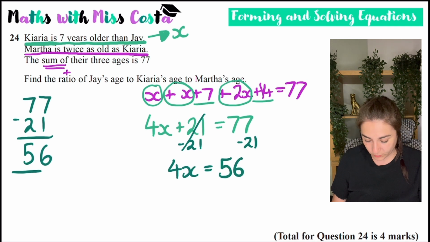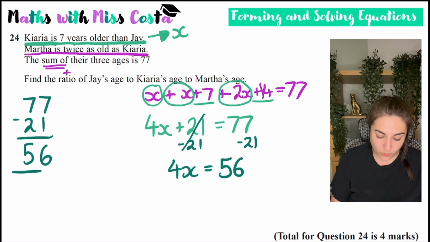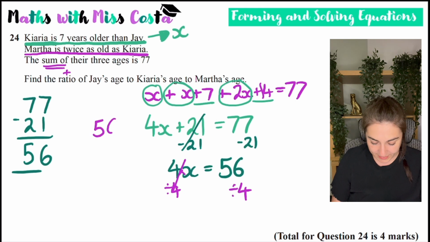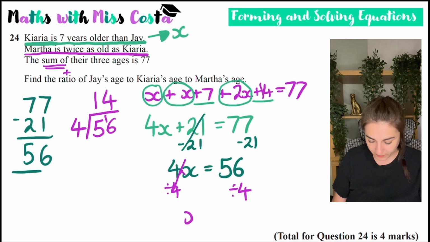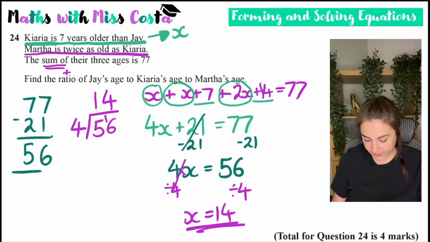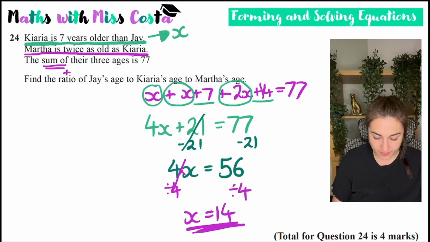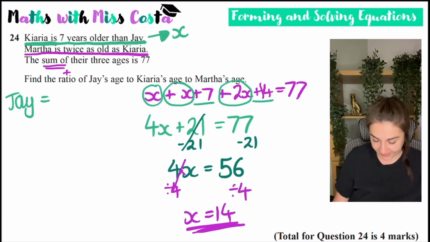So 4x equals 56. So 4 is being multiplied by x. So what I'm going to have to do to cancel that is divide both sides by 4. So now I have to do 56 divided by 4. 4s into 5 go once, remainder 1, and 4s into 16 go 4. So x is 14. So if I know that x is 14, then let's start with J. I know that the expression for his age was x, so J is just 14.